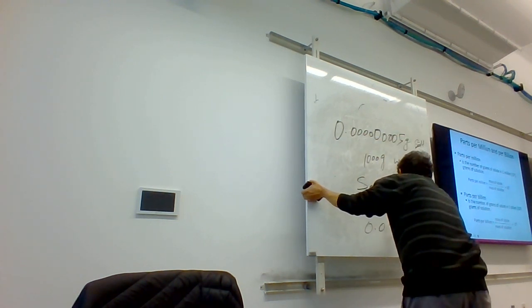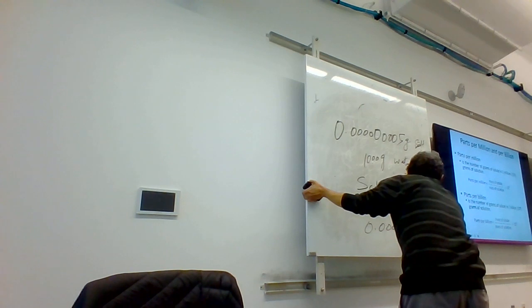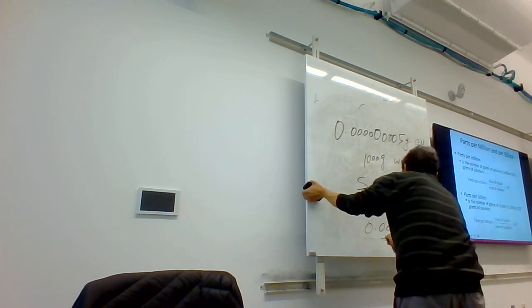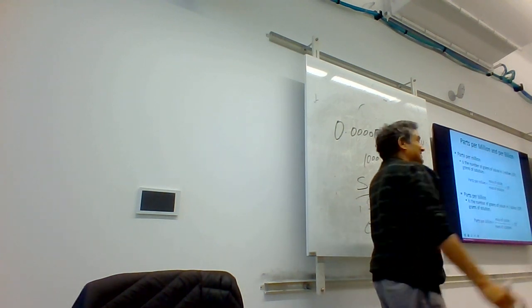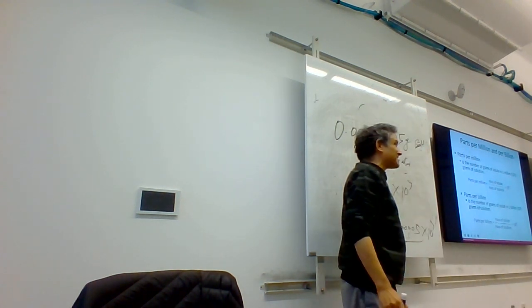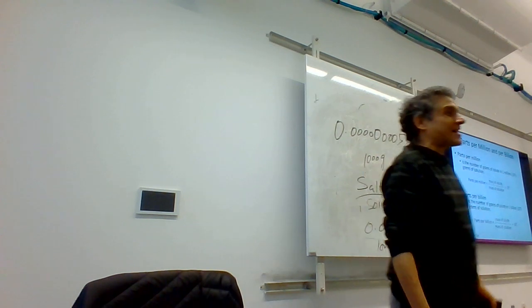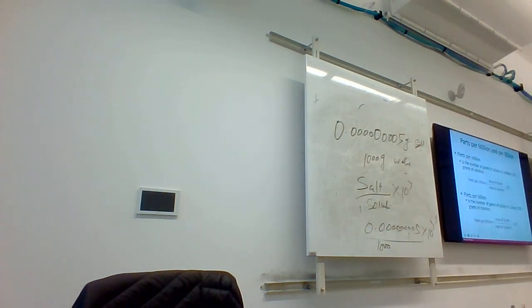0.123456789. So 0.2345678 divided by 1000, and then you multiply that by 10 to the power 9. So when the salt is a very tiny amount in water, we need to use either parts per million or parts per billion. You got it? Yes or no? Very simple.